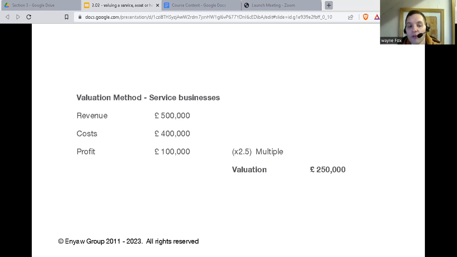The multiple for a small business typically ranges between 1 and 4 times profit, but you can say an average of about 2.5 times.